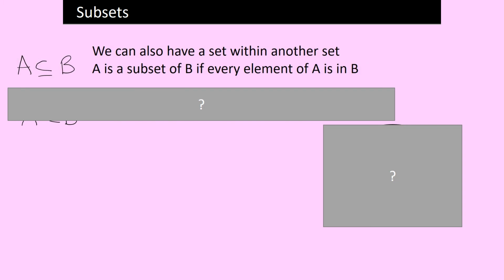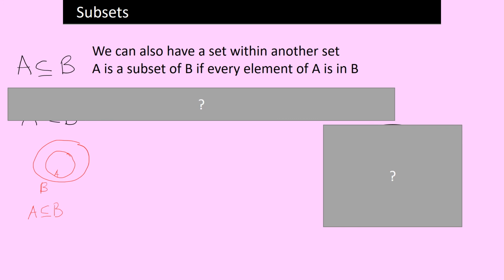Okay, so we can also have a set within another set. So A is a subset of B if every element of A is in B. So if we drew the set B, then A would be within it. Now we can use this little C with a line underneath if A is a subset of B, where every element of A is in B.